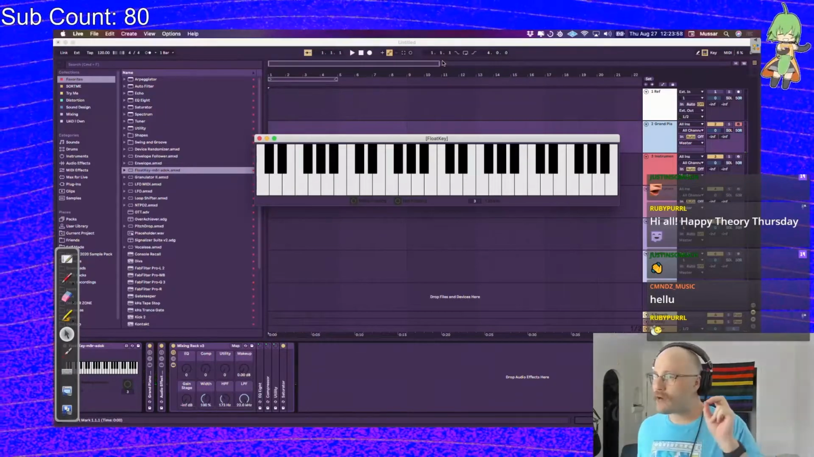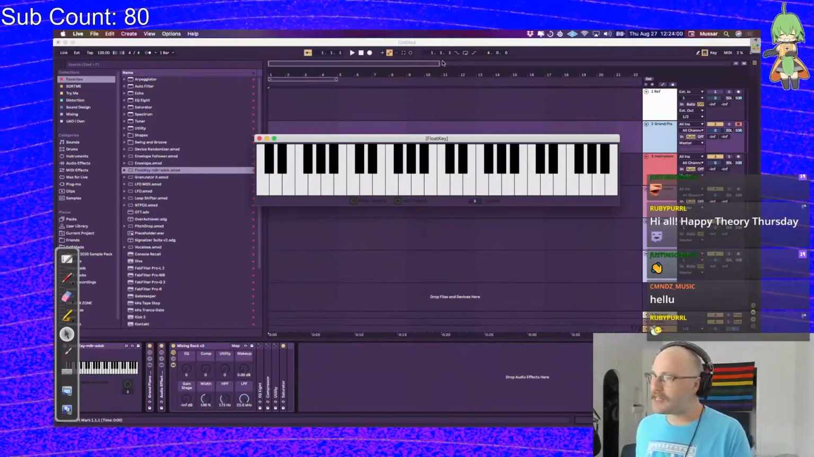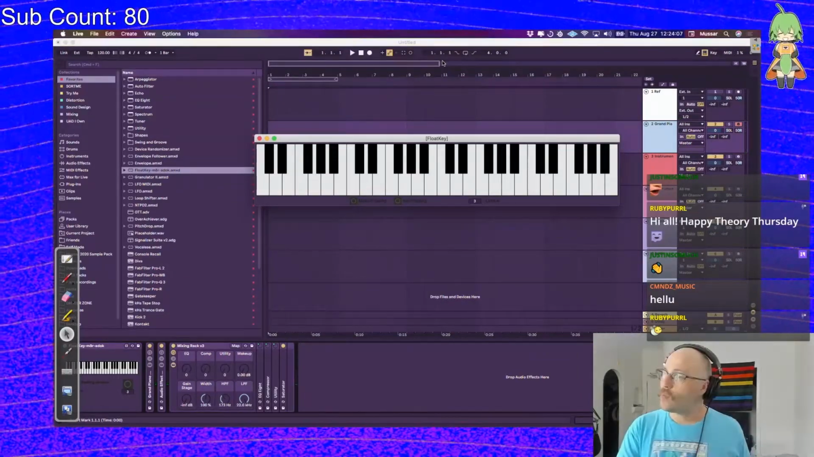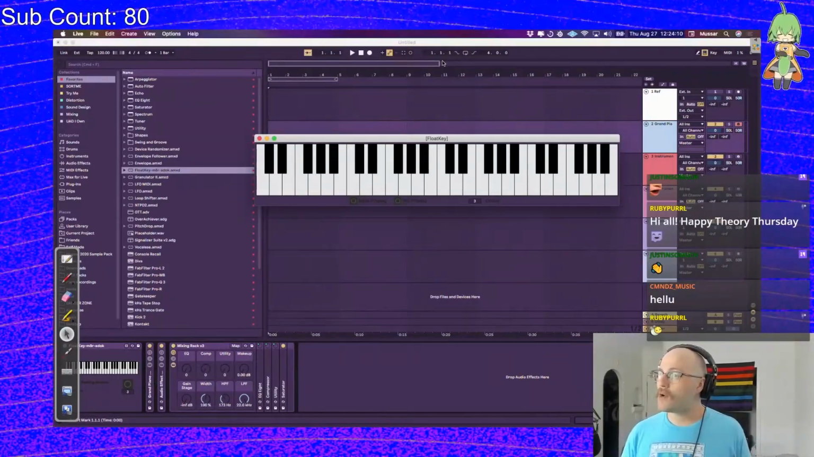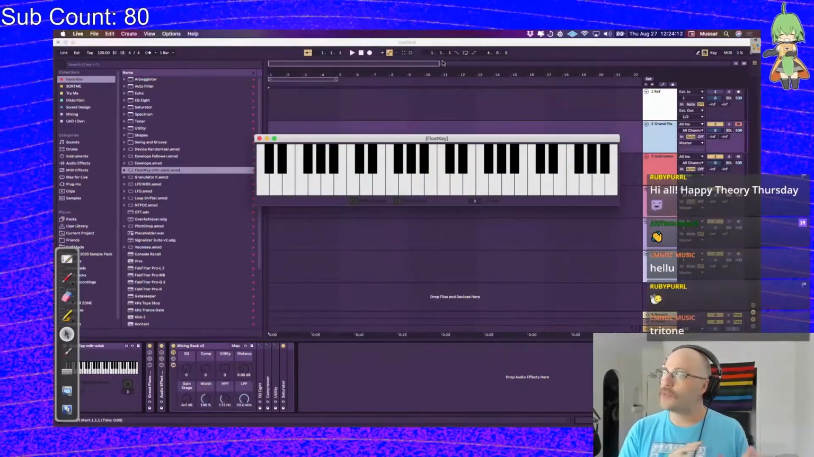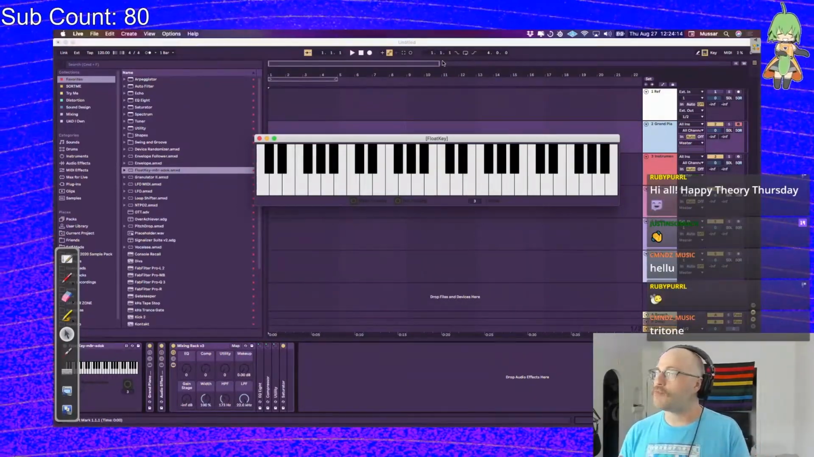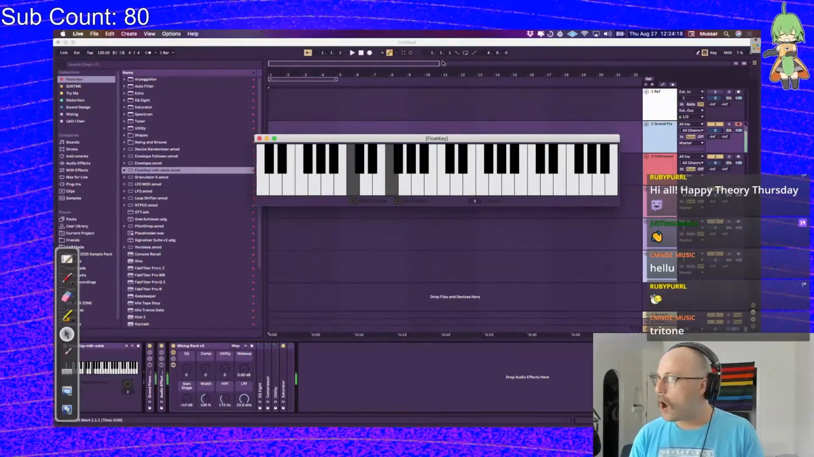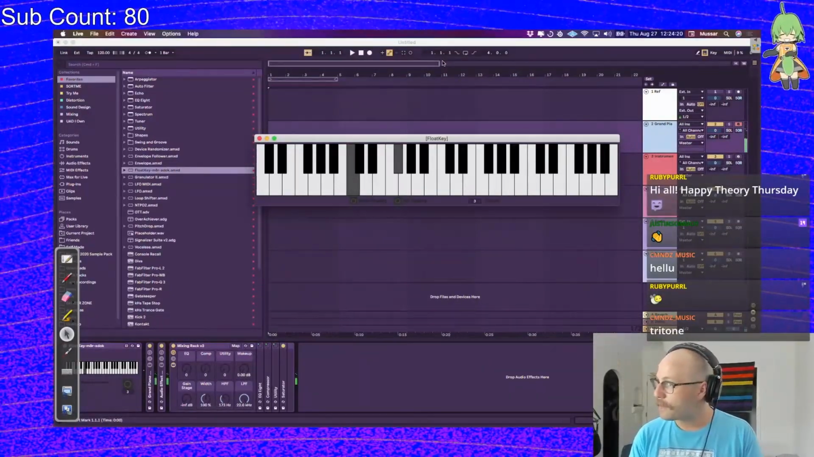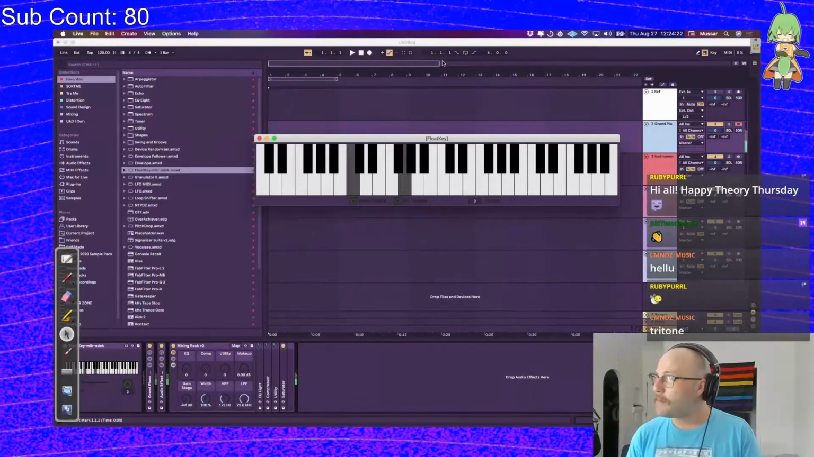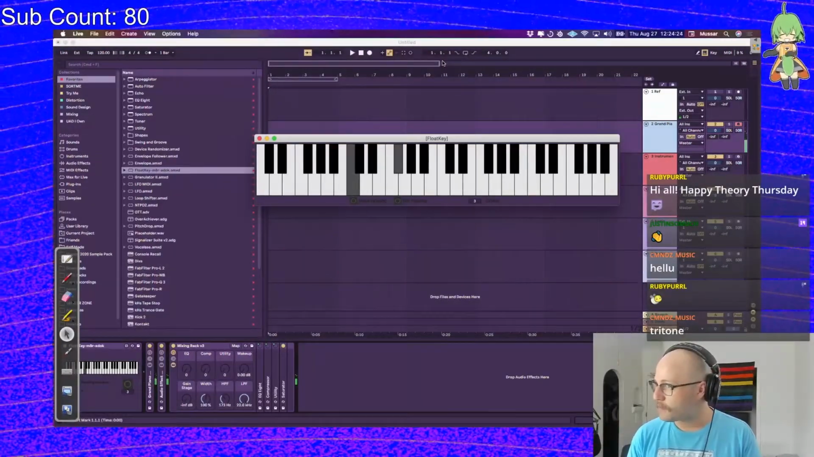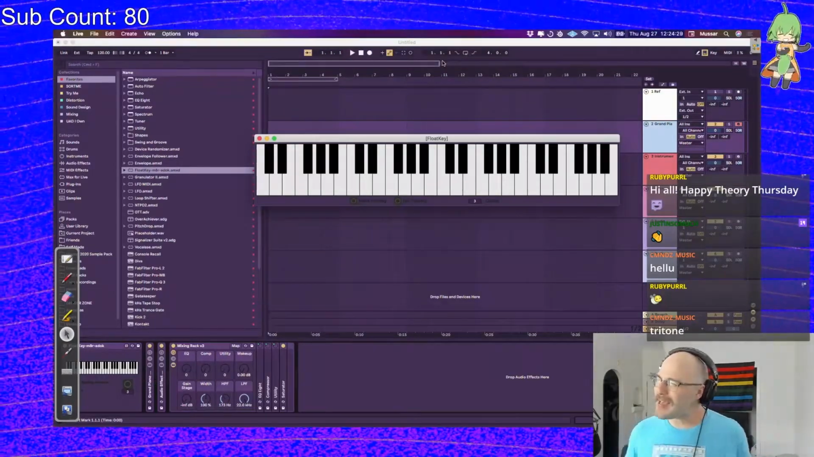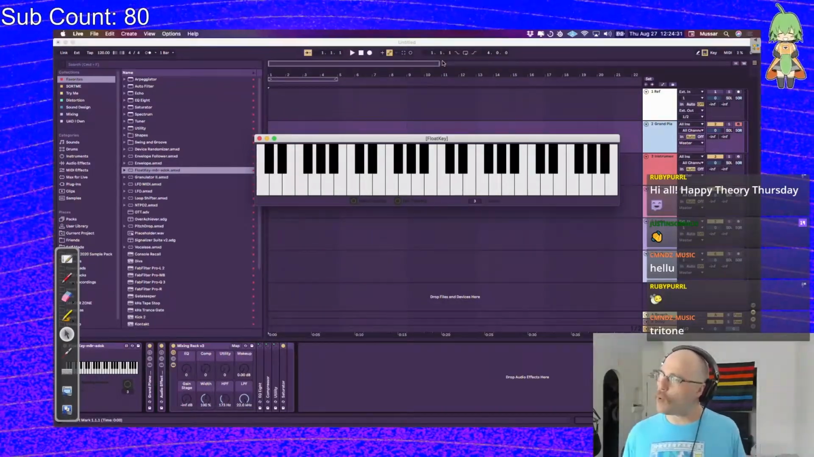As an abstract concept, this interval is called a tritone. We never refer to that when we are actually listening to music. Instead, we have an augmented fourth, or we have a diminished fifth. It only exists in that context. So how did we get there? How do we get to that point?